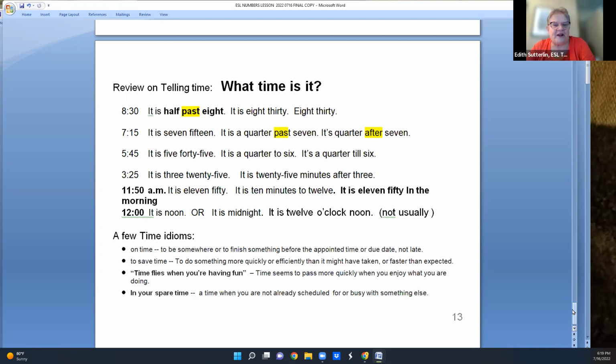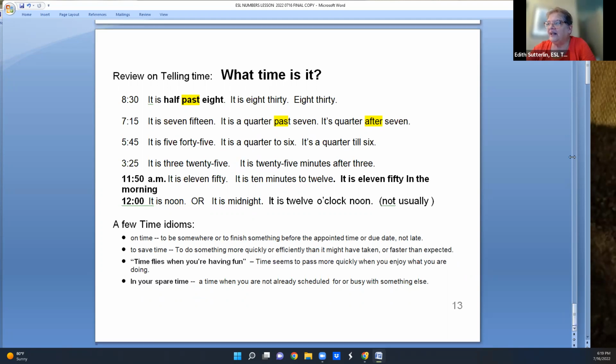Please do this in your spare time. That means a time when you are not already scheduled or busy with something else. So spare time is extra time or your free time. And that is our summary of today.